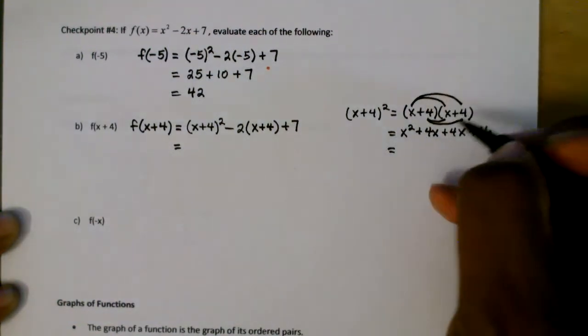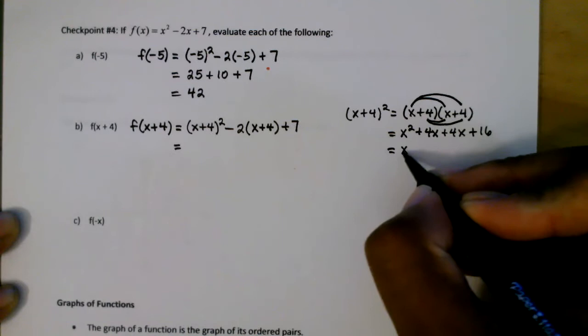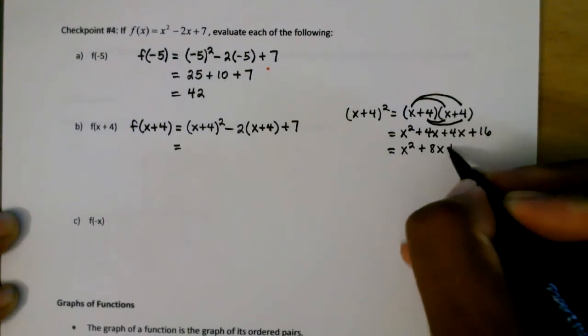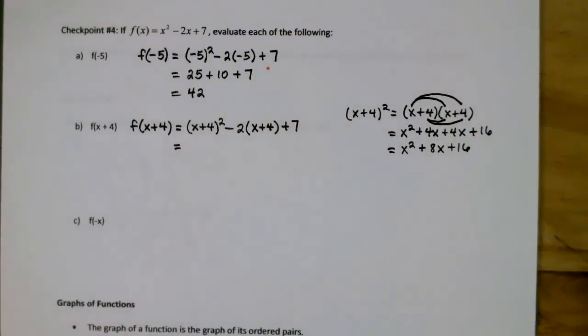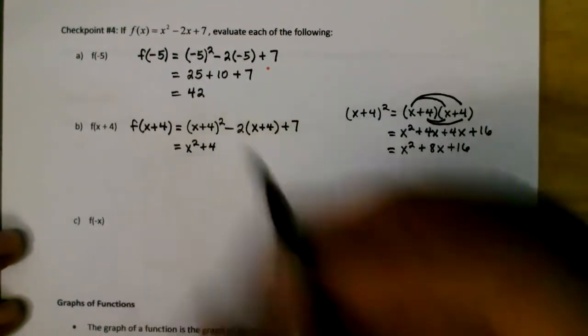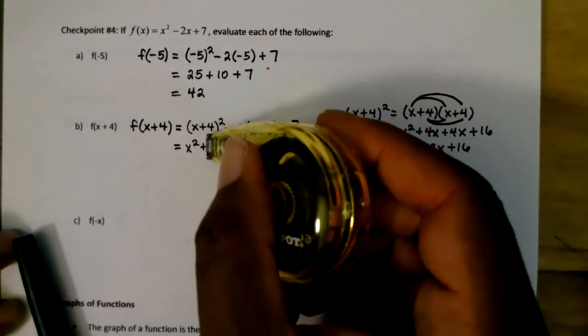Now, when I combine the two middle terms here, I'm going to end up with x squared plus 4x plus 4x is 8x, and then plus 16. That is what x plus 4 quantity squared would be. x squared plus 8x plus 16.